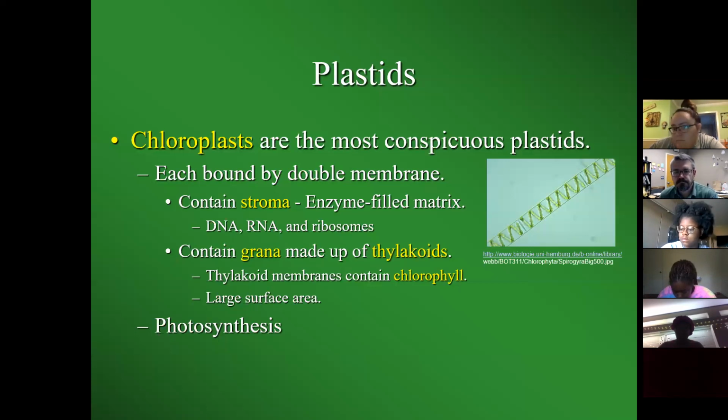Can anybody tell me about the double membrane? We mentioned this last time. Why do we have a double membrane? It's evidence of a word that starts with E. Somebody other than Elena, because she gave me the answer last time. Endosymbiosis. Yeah, endosymbiosis. And can anybody remember what organism may have been the original endosymbiont absorbed by the plant cell?